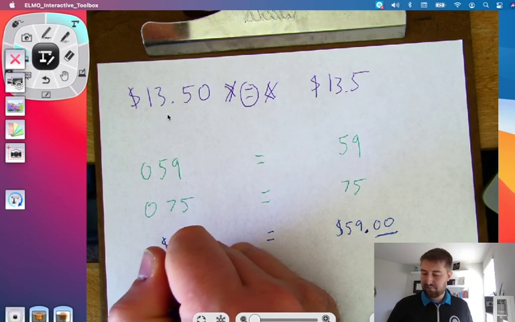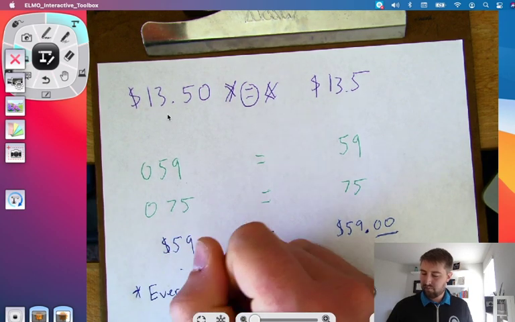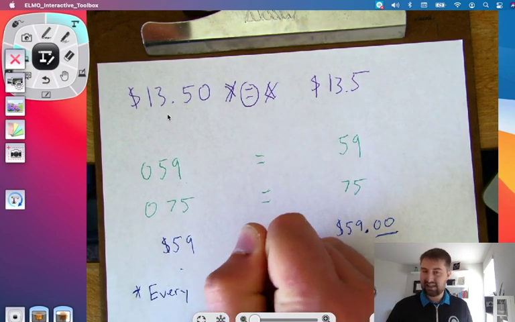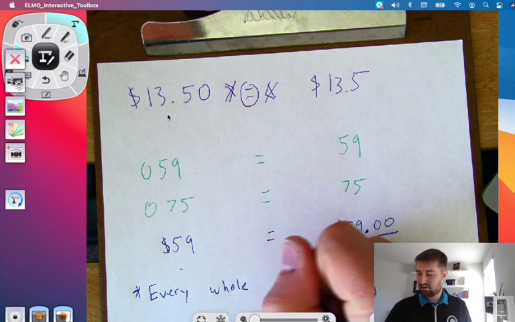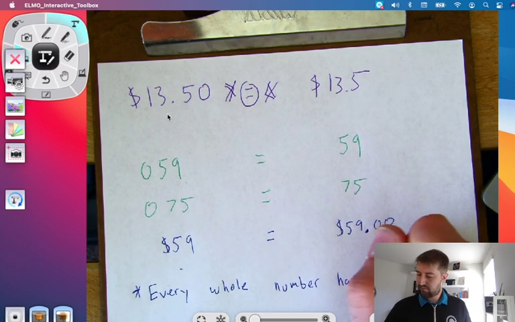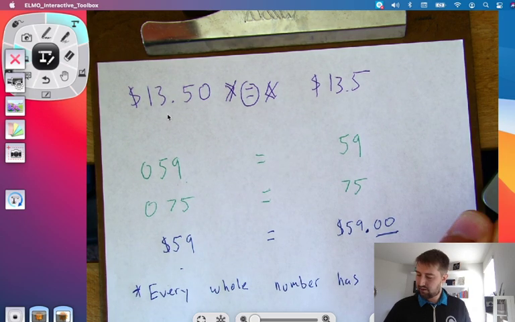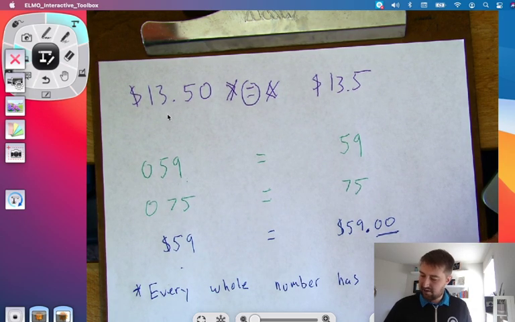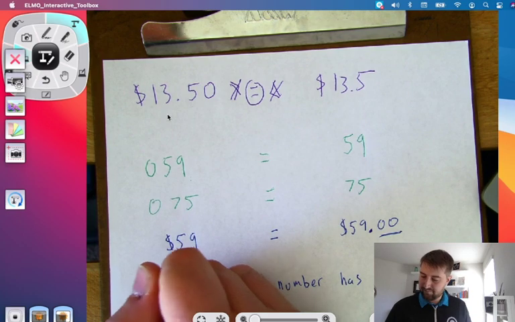Now, something that is super cool to know, we're going to write that down. Every whole number has a decimal place at the end. And I'll slide that up in just a moment.